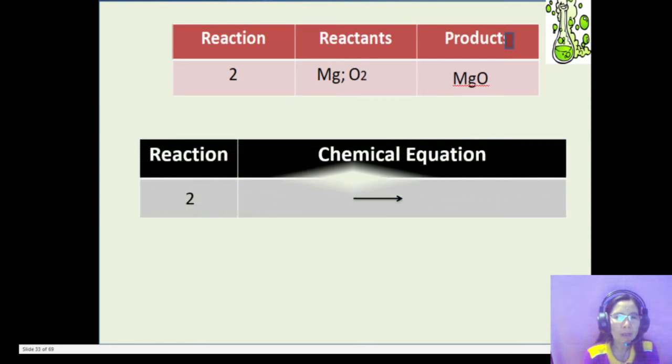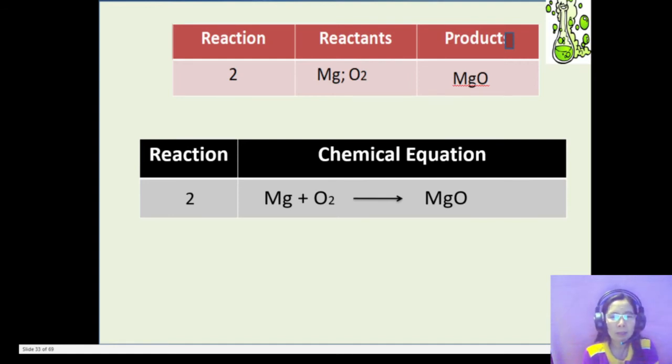2 seconds is over. Let's check your answer. This is the correct answer. Everybody got the correct answer. Very good. Excellent. Grade 10 learners. We have magnesium plus oxygen gas as the reactants. And we have only one product, which is the magnesium oxide. And again, we use an arrow to separate the reactants from the product.